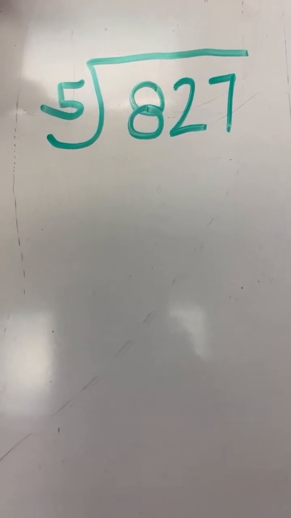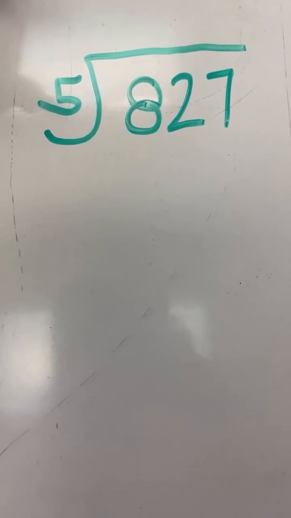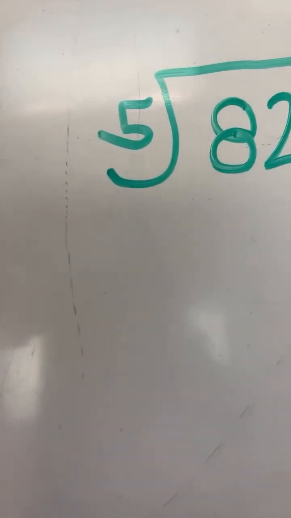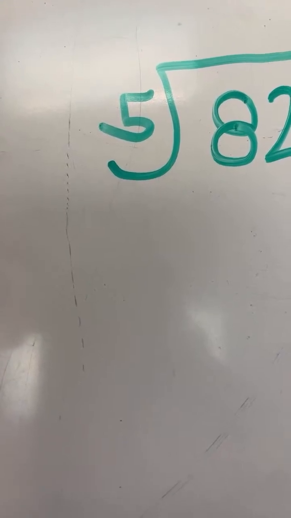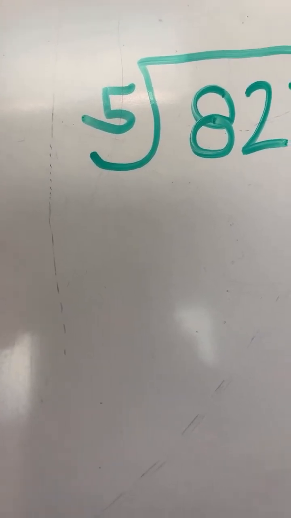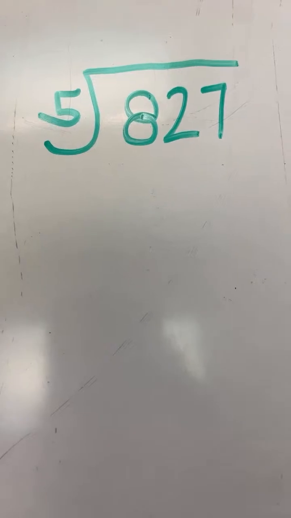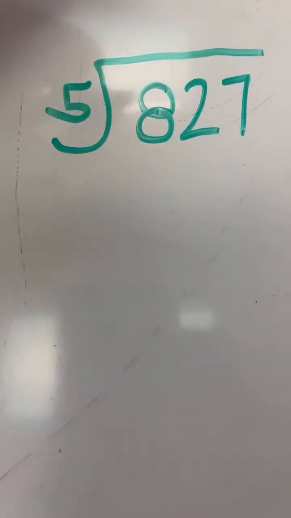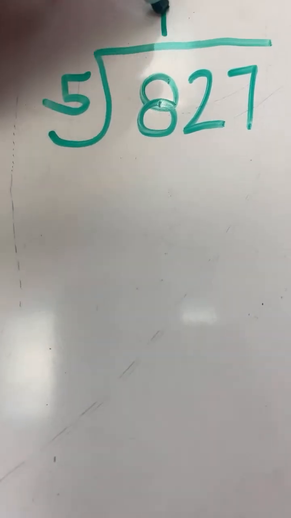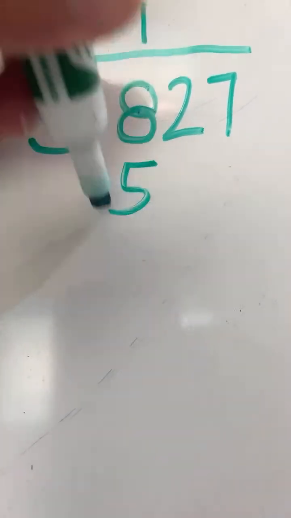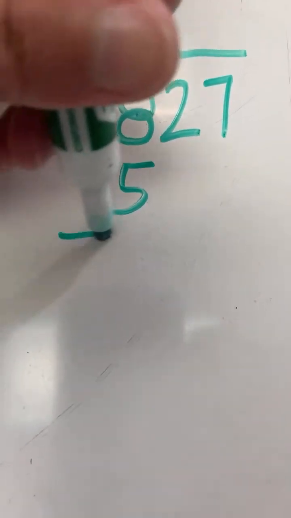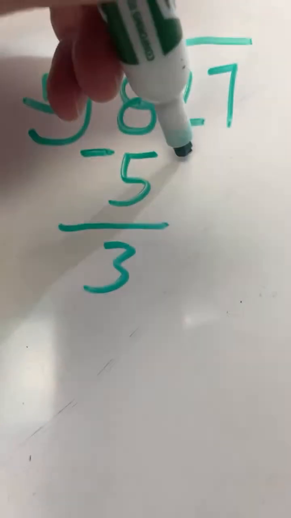827 divided by 5. We start out by dividing by the smallest number possible. And we can start out with 1 digit by 1 digit division, because 8 is bigger than 5. Now for this one, I'm not going to do the skip counting. This one's going to be for all those that are really fluent with their division. So 8 divided by 5 equals 1. 1 times 5 equals 5. That's what we subtract. We have our remainder of 3.